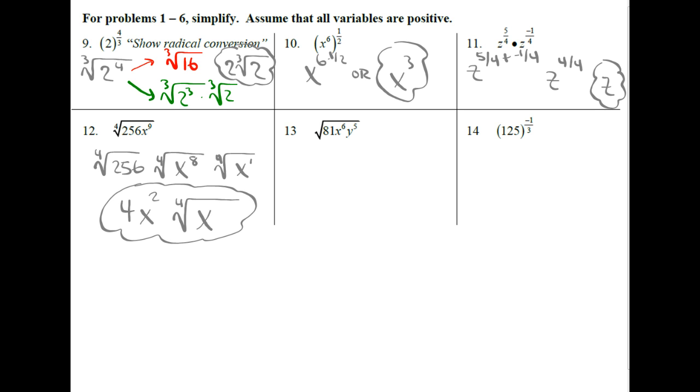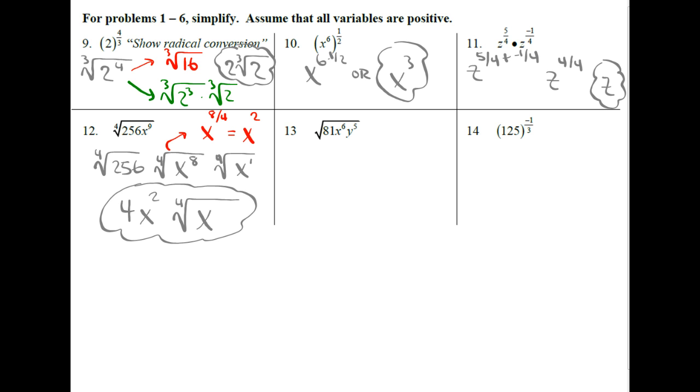Another thing to note here is that another way of thinking about this is with our properties: x to the 8/4 is the same as x squared. And so that's how we're able to change the 4th root of x to the 8th to x squared, because x squared times x squared times x squared times x squared is x to the 8th.